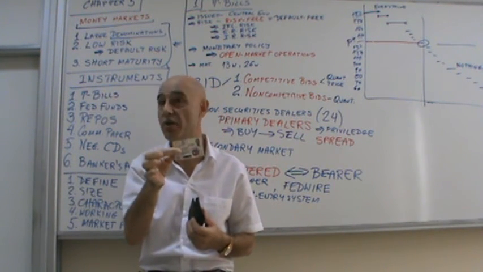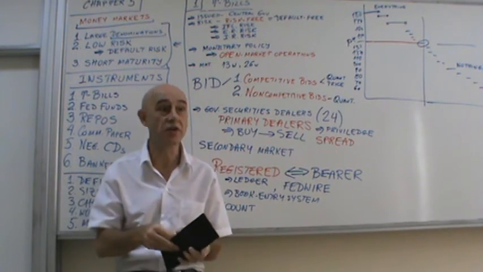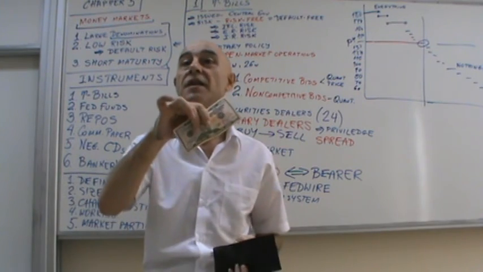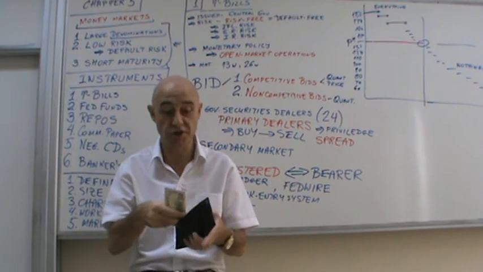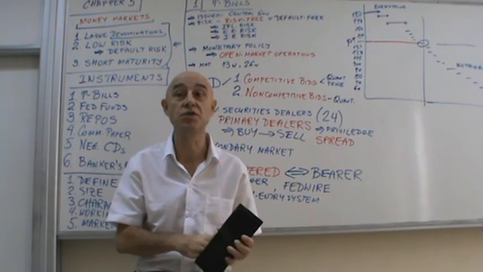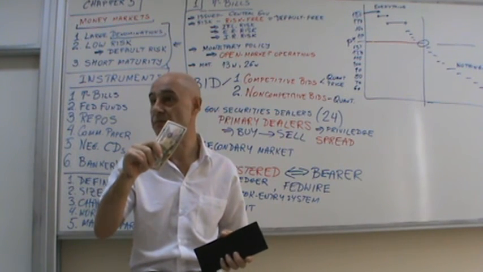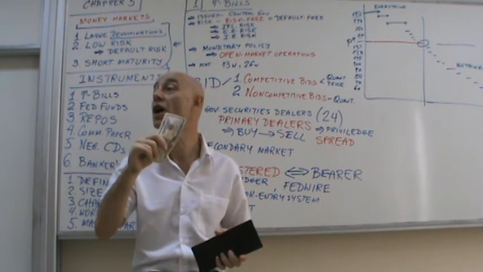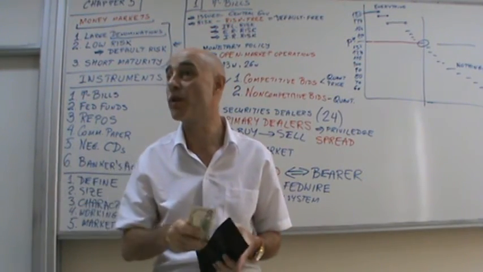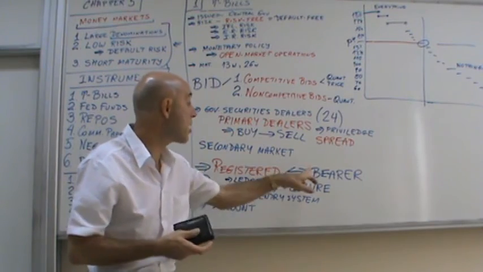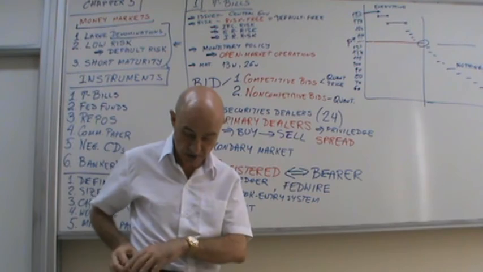Okay, that's a bearer. Now the most famous bearer instrument is cash, the bank deposit. It belongs to whoever has it in his own pocket or in his own wallet. It has no name on it. Whoever has it owns it, okay? And can use it for whatever purpose. So that's a bearer instrument. Other money market instruments are bearer instruments.